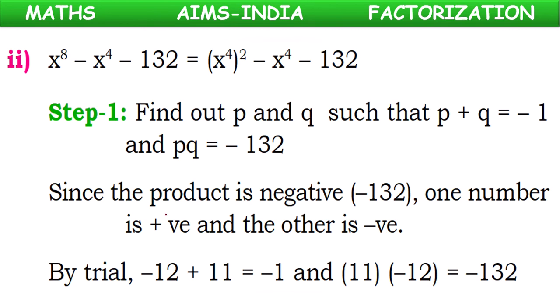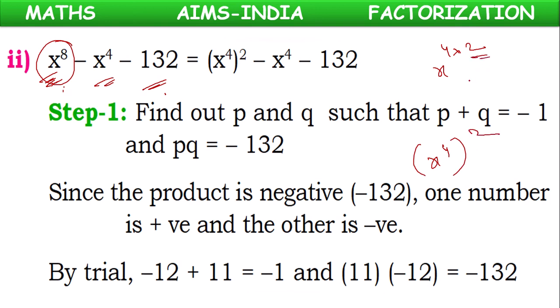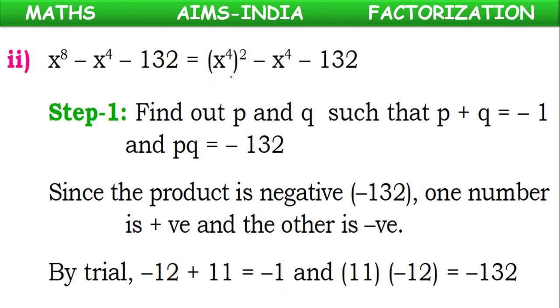This one, children. So x power 8 minus x power 4 minus 132. It is not quadratic. For making it into quadratic, what we are doing means, here x to the power of 8 means x to the power of 4 into 2 we can write, x power 4 whole square. One power will become whole square. So x power 4 whole square minus x power 4 minus 132, suppose if we assume it as some a square minus a minus 132. So it is in the form of quadratic.